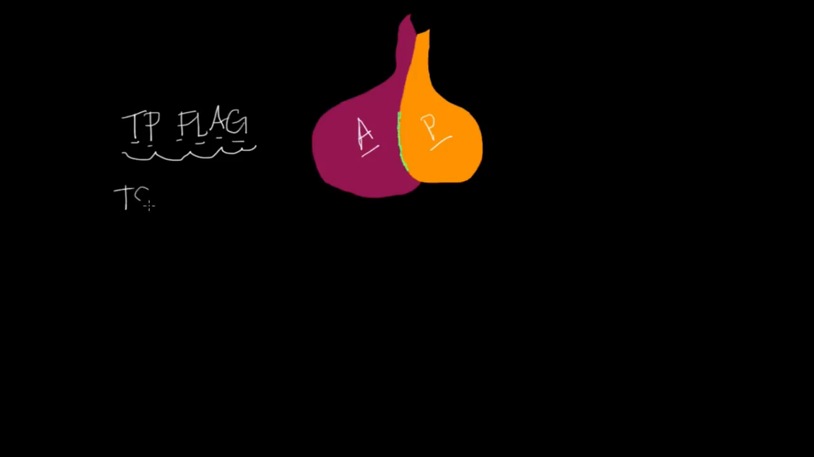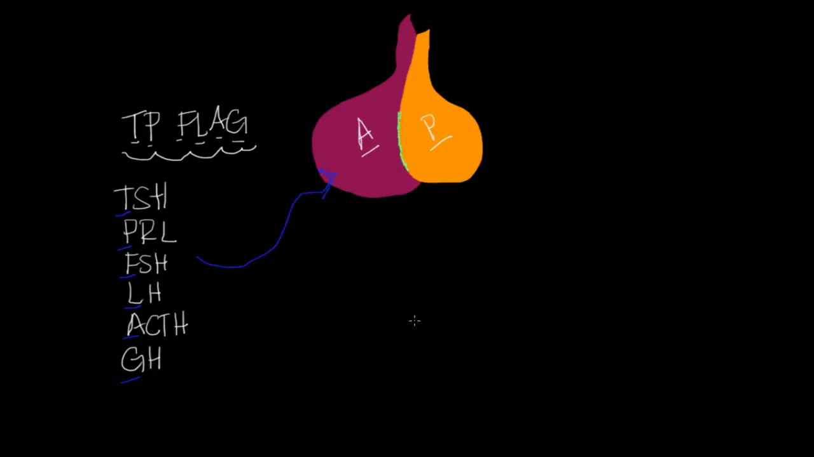So I have my TSH, that's my T. I have my prolactin, that's my P. I have my FSH, that's my F. I have my LH, that's my L. I have my ACTH, that's my A. And then I have my GH, that's my G. So if you look at it, these are the letters here of my acronym, toilet paper flag. And so I remember that these are the hormones that come from my anterior.